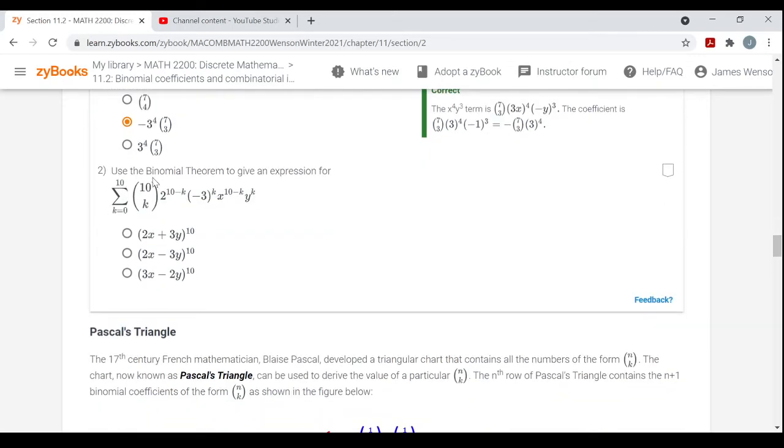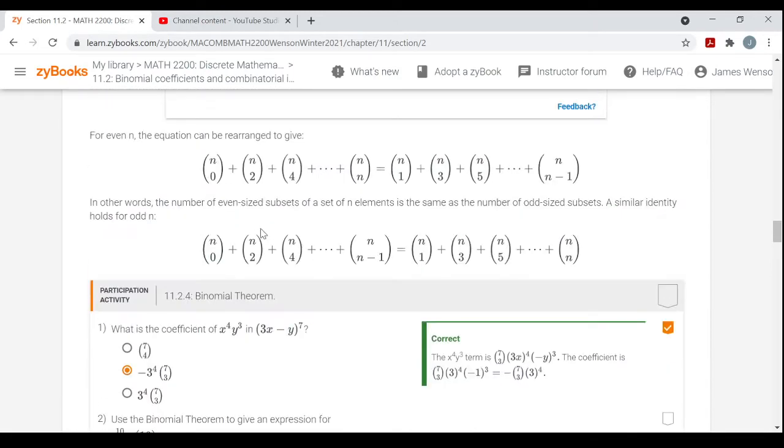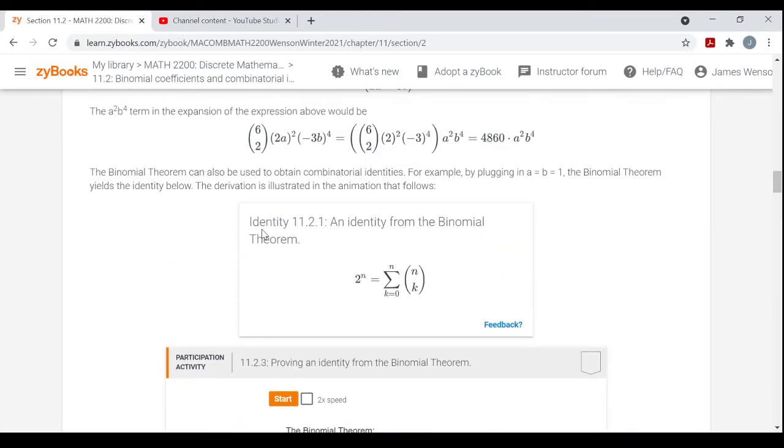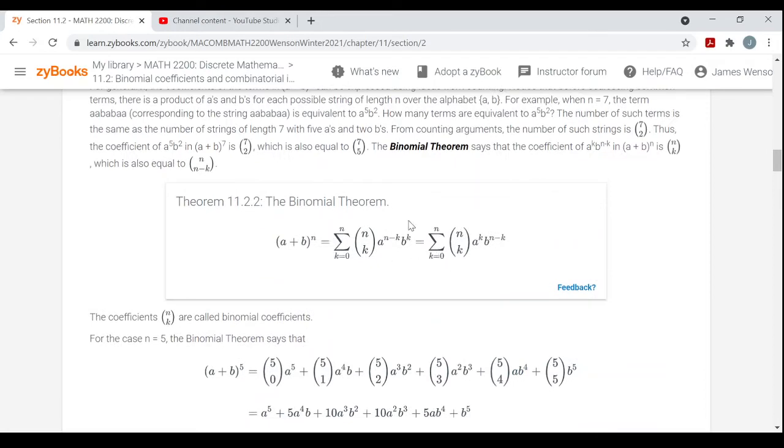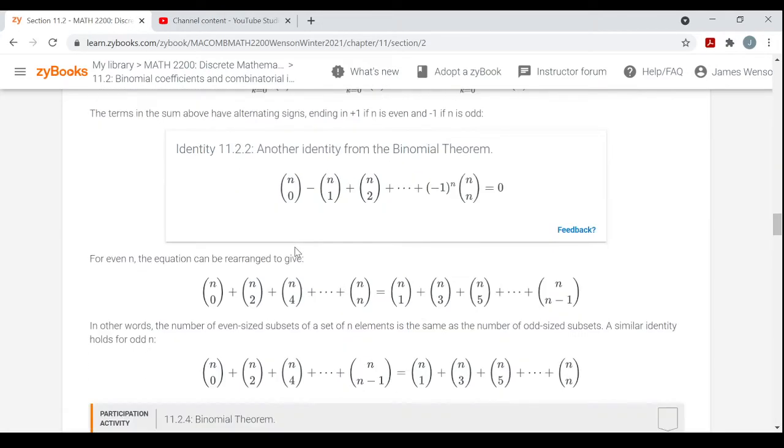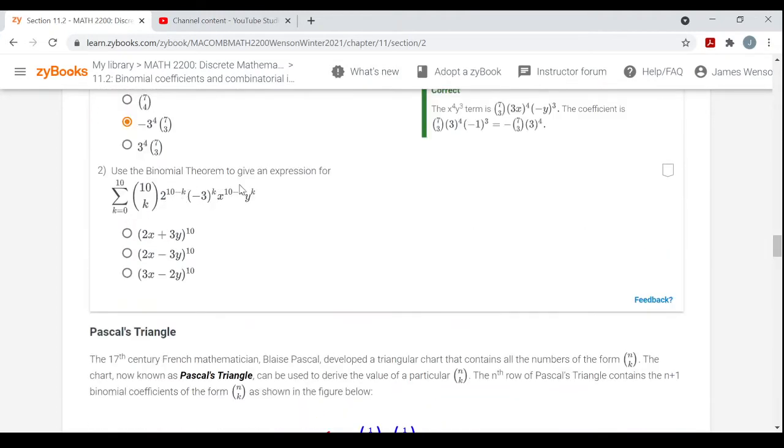All right, and then I use the binomial theorem to give an expression for this guy. So back up here, they give you the sum, so this side. Basically, what's the a and the b? What do they replace a with and b with to get this?